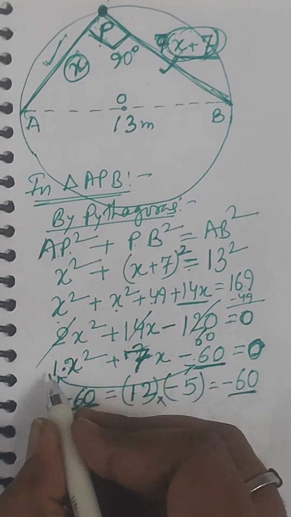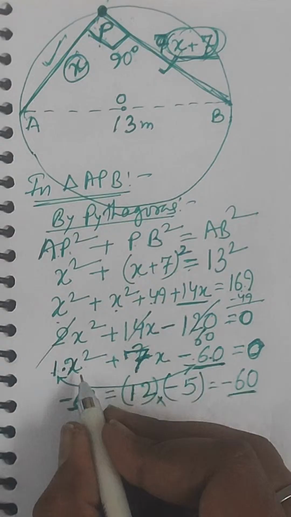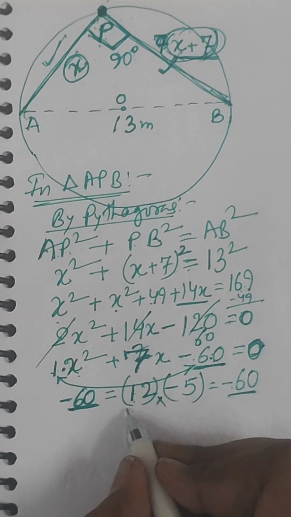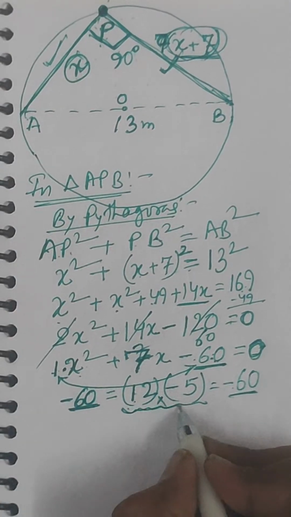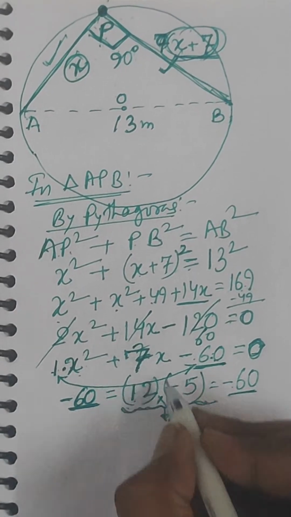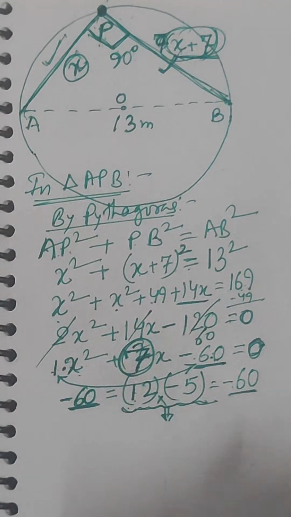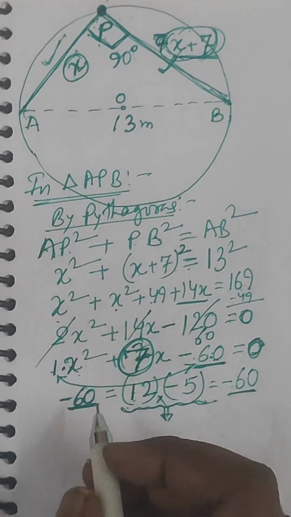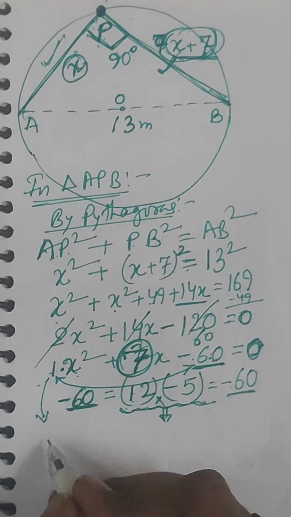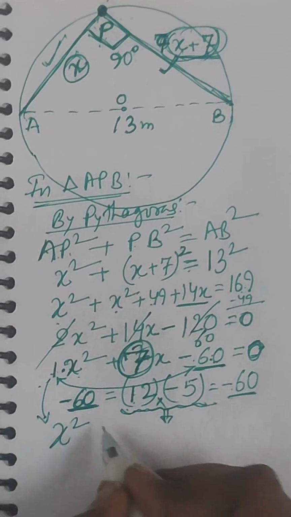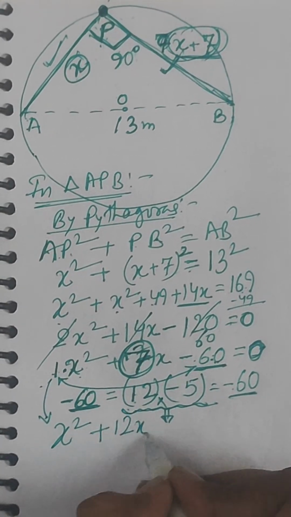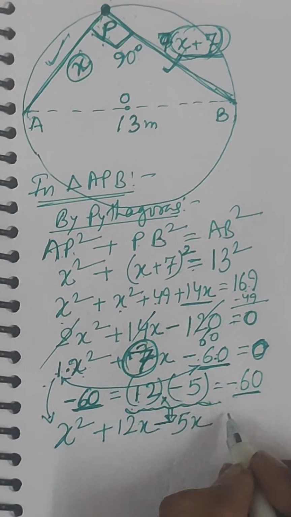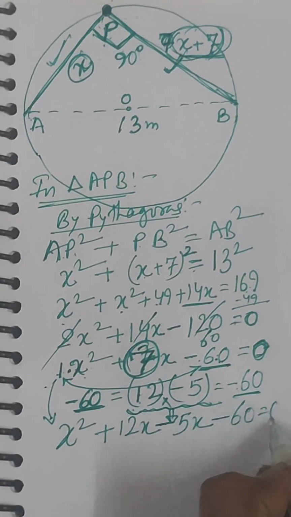of the coefficient of a and c, that is, the first term and the last term. And when we add the given terms 12 and minus 5, we get this 7, the middle term. So splitting of the middle term is possible with 12 and minus 5. So the above quadratic equation can be written like this: x square plus 12x minus 5x minus 60 is equal to 0.